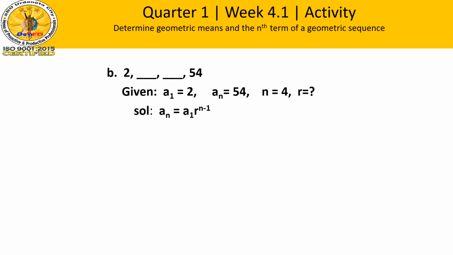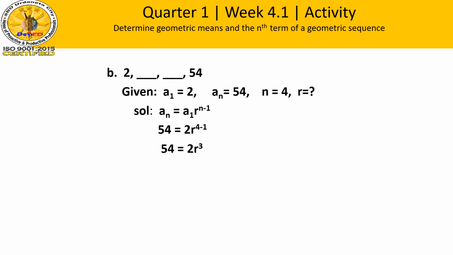So in this problem, we'll have to use your geometric sequence formula, which is a sub n is equal to a sub 1 multiplied by r raised to n minus 1. Let us now substitute the values of a sub n is equal to 54. The value of a sub 1, which is equal to 2, r is the unknown, so we have r raised to 4, the value of n minus 1. Then we have now 54 is equal to 2 times r, 4 minus 1 is equal to 3.